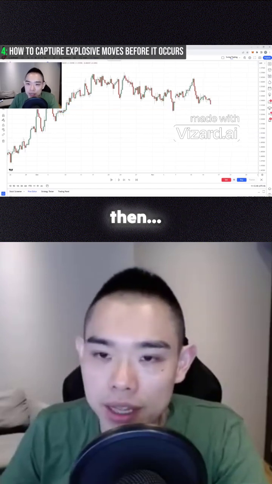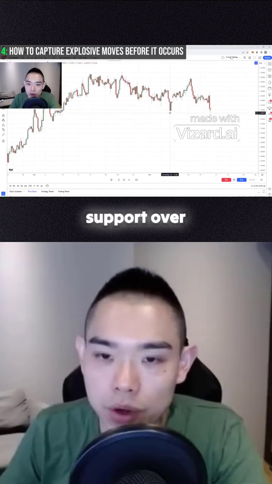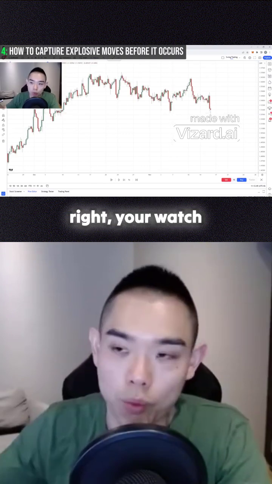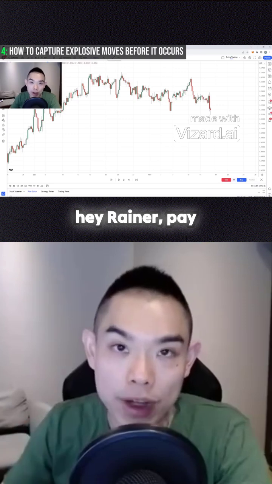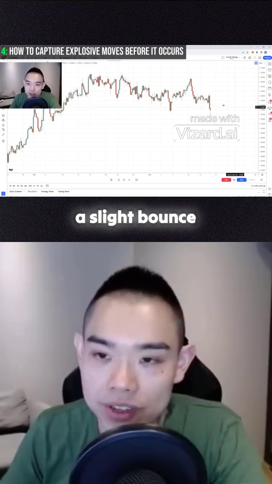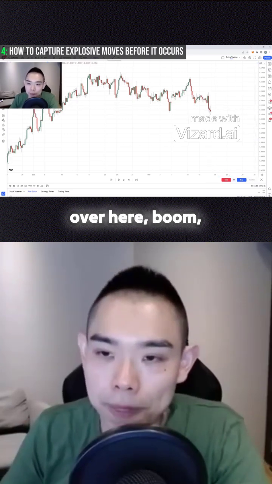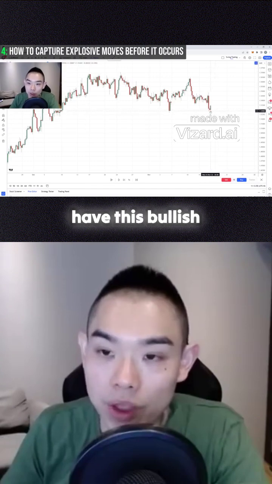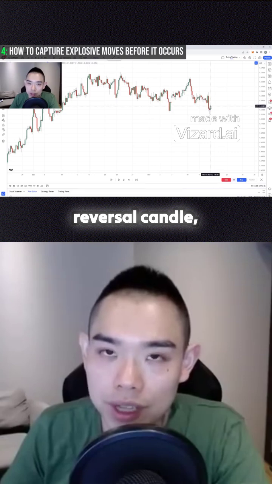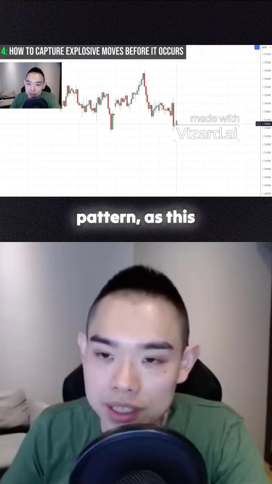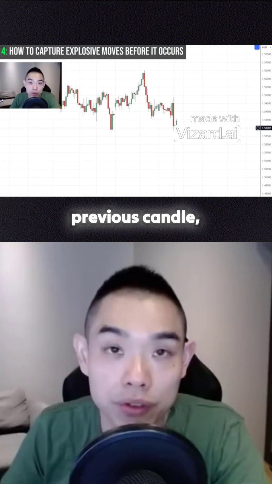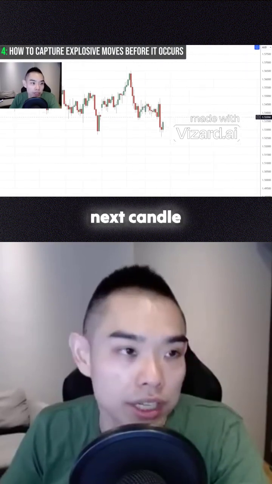In this case, the market then comes towards our area of support over here. This is where your watch list, your signal should alert you, hey Rainer, pay attention. Now we have a slight bounce over here. Boom, there's another. Now we have this bullish reversal candle. This is what we call a bullish engulfing pattern, as this candle has engulfed the body of the previous candle. So at this point, you can look to go long on the next candle open.